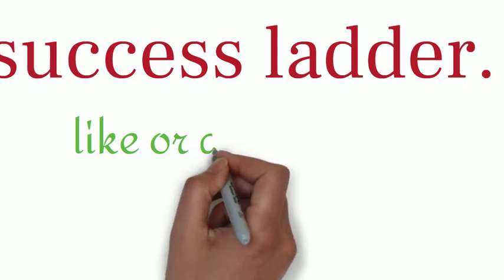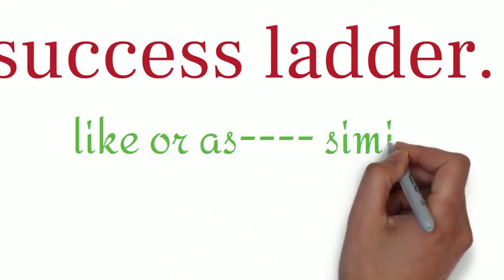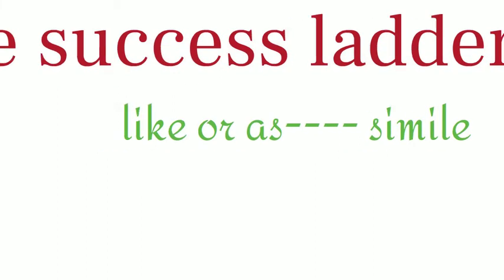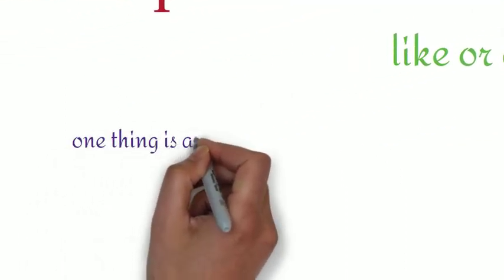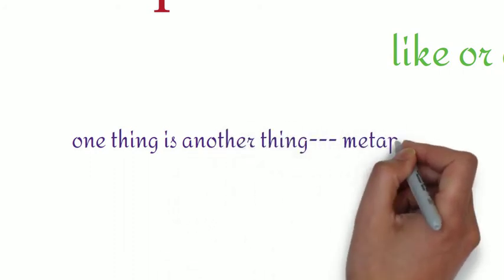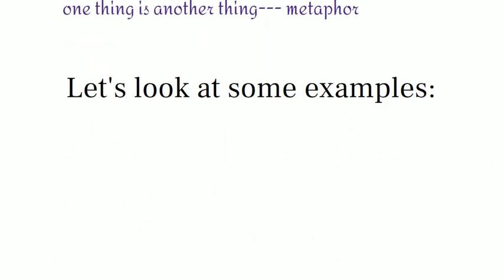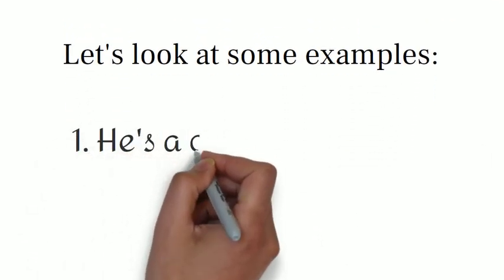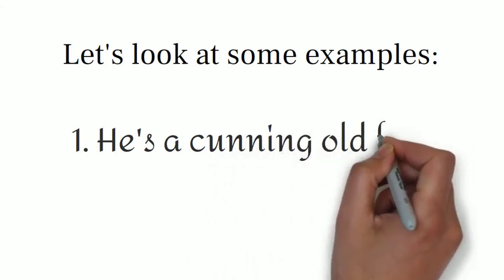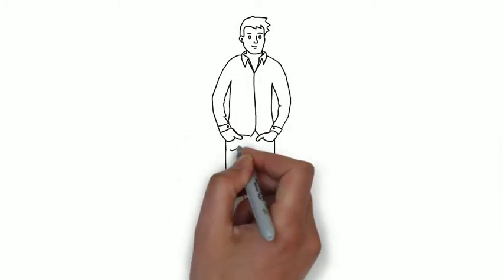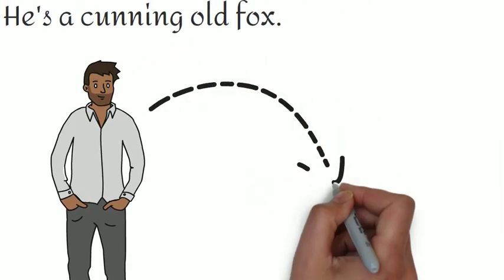Since similes and metaphors both involve comparison of unlike things, one useful tip that will help you tell one from the other is a simile uses the words like or as when you're comparing multiple things, and a metaphor doesn't. It says one thing is another thing. So some more examples for better clarity. He's a cunning old fox. Here we meant to say that he is a clever, crafty person. He is cunning like a fox.